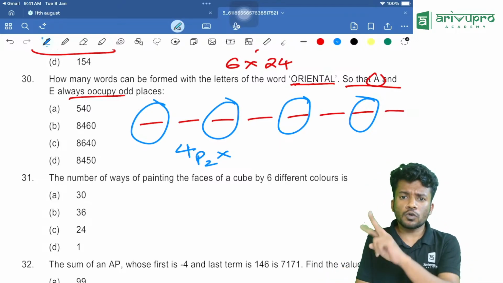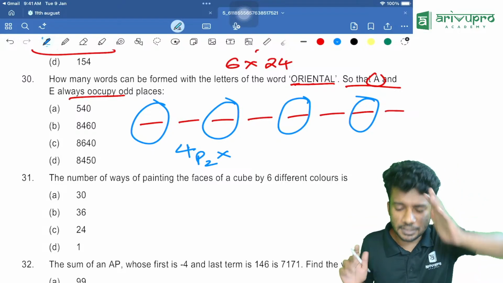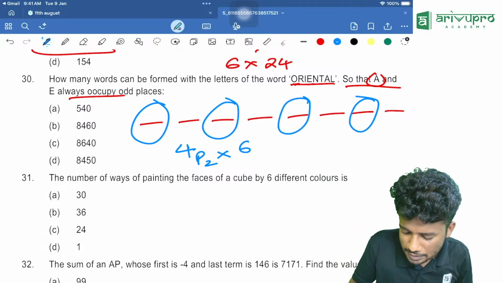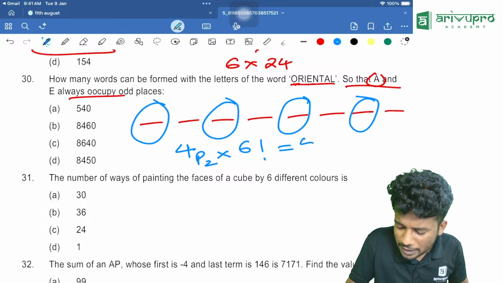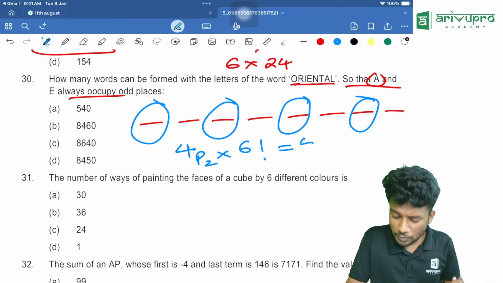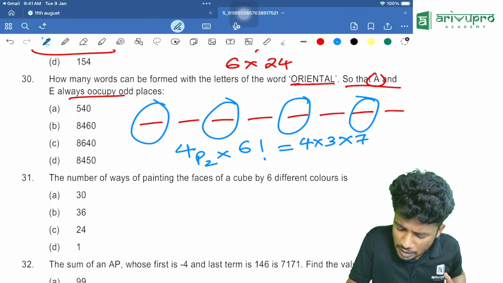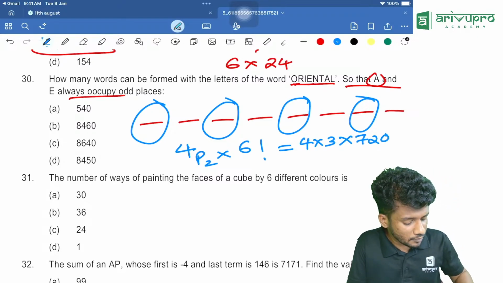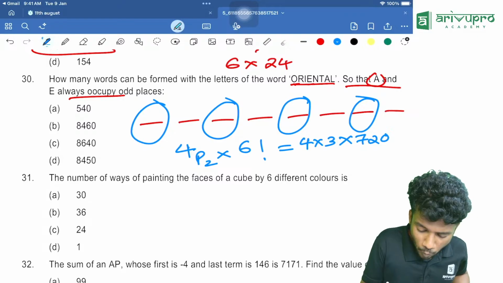People, if 2 of the letters already sat in 2 positions, how many remaining places are there? 6 places. So you can write it as 6 factorial. 4P2 into 6 factorial. 4P2 is 4 into 3, into 6 factorial, which is 720. Take your calculator. 4 into 3 into 720 is equal to 8640.